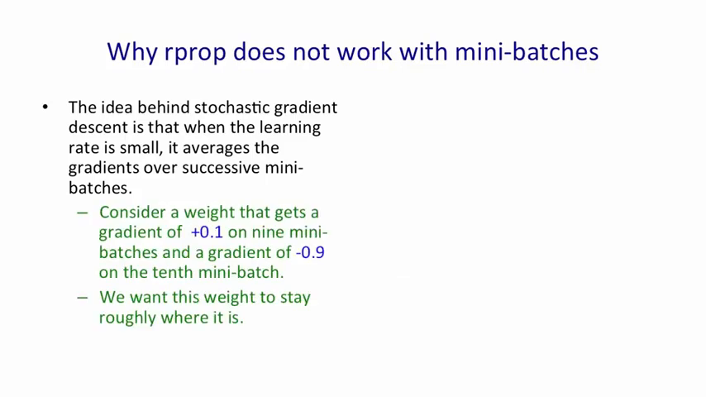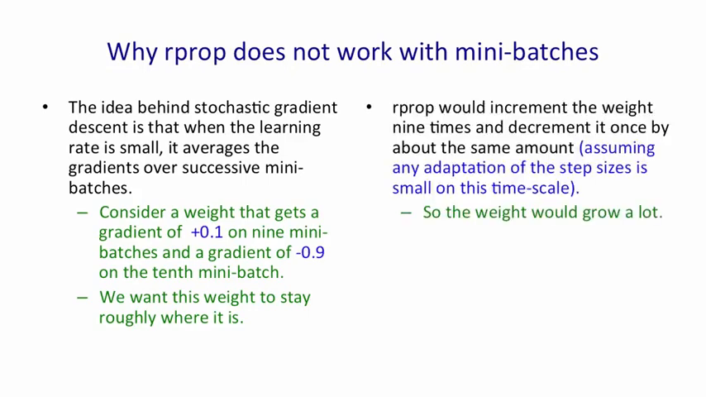So consider a weight that gets a gradient of plus 0.1 on 9 mini batches, and then a gradient of minus 0.9 on the 10th mini batch. What we'd like is that those gradients will roughly average out, so the weight will stay where it is. Rprop won't give us that. Rprop would increment the weight 9 times by whatever its current step size is, and decrement it only once, and that will make the weight get much bigger. We're assuming here that the step sizes adapt much slower than the time scale of these mini batches.